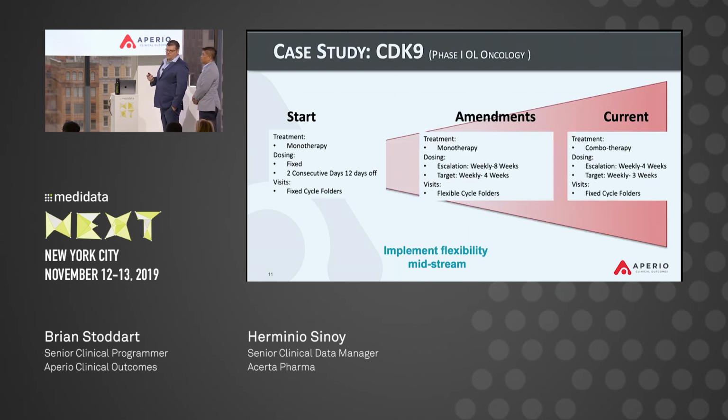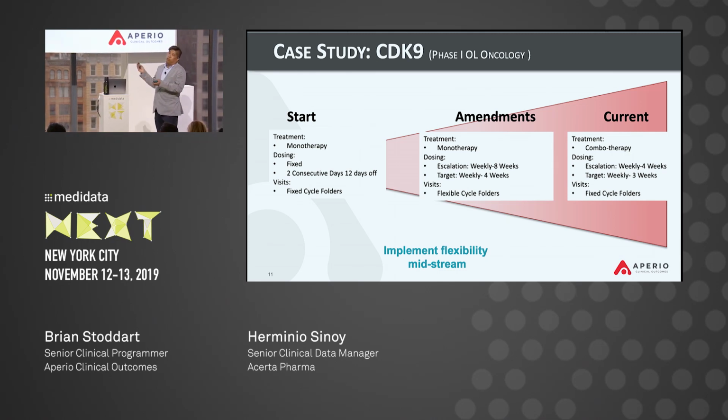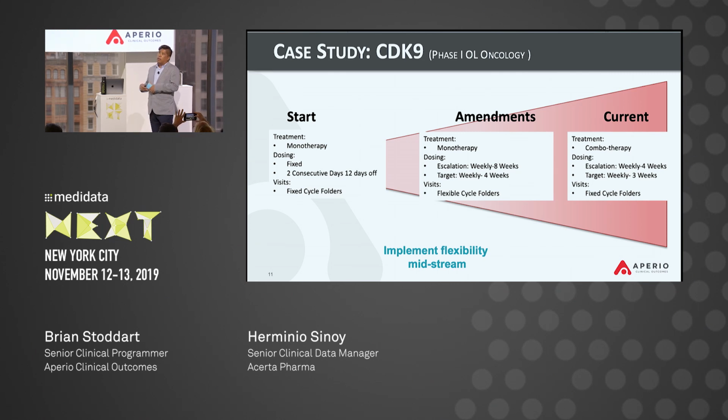So now we're going to get into a real-world example, and I'll let Herm explain our first case study. Hi, everyone. So the first case study we're going to use, we're going to call it CDK9. It's a phase 1 open-label oncology trial, a dose-finding study. Initially, it's monotherapy. The dosing is fixed, and the dosing schedule is dosing over 2 consecutive days, and then 12 days off. And the visits were fixed cycle folders.